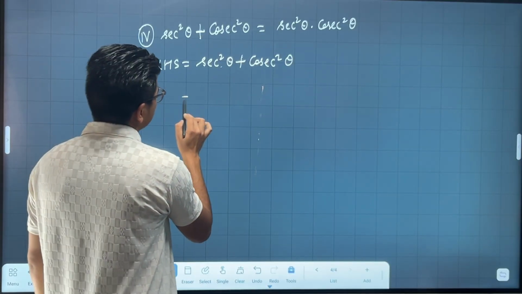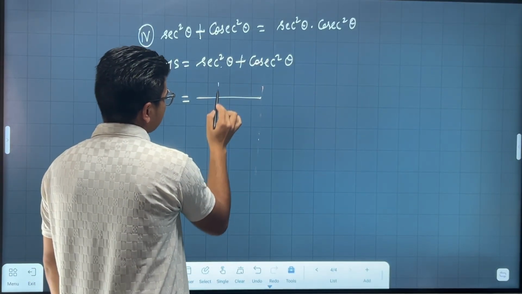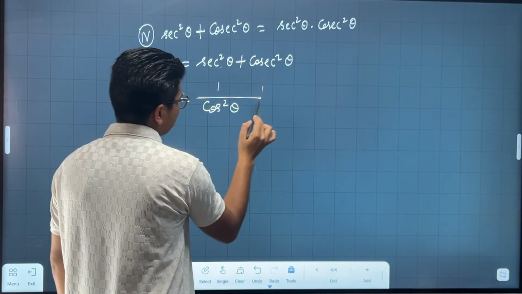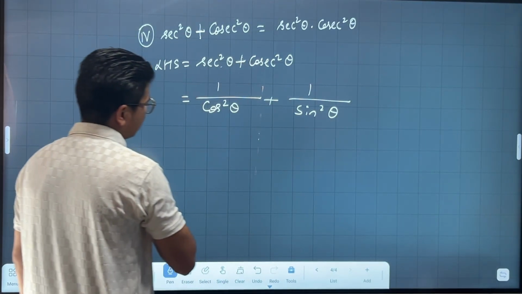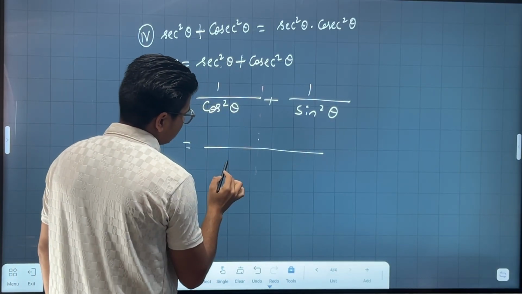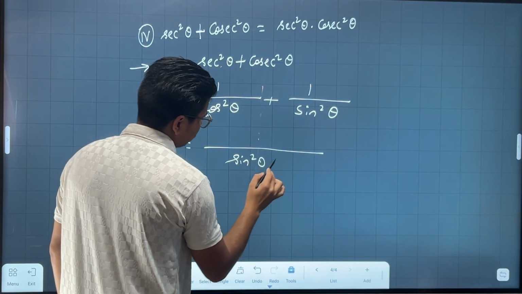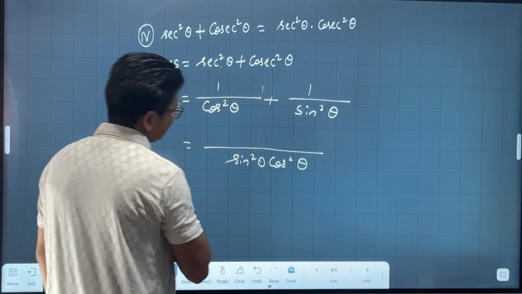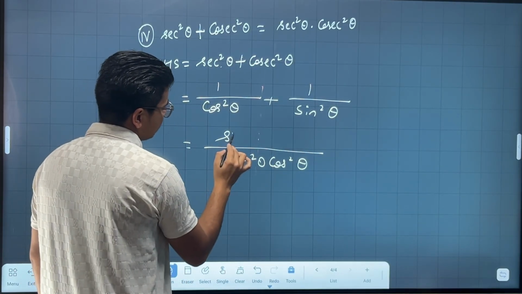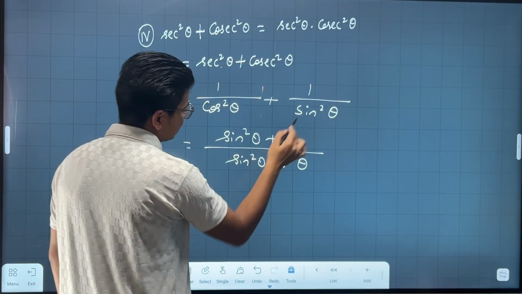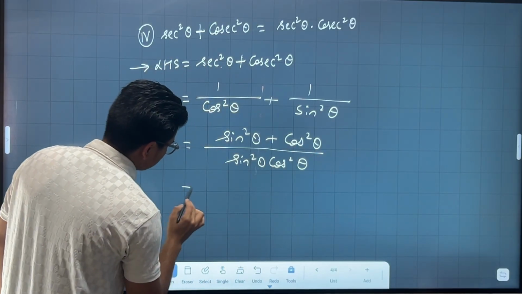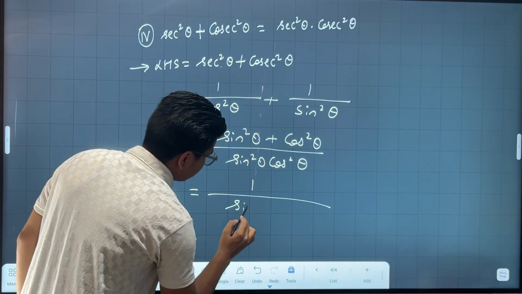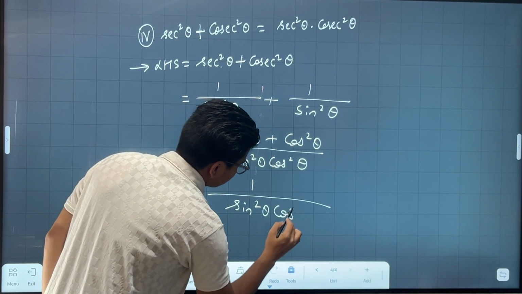And sec square, sec is the reciprocal of cos, right? So 1 upon cos square theta, plus cosec is the reciprocal of sine, so 1 by sine square theta. Now take the LCM. This will become sine square theta into cos square theta. Then cos square is already present here. Sine square plus cos square theta will be 1, so divided by sine square theta into cos square theta.